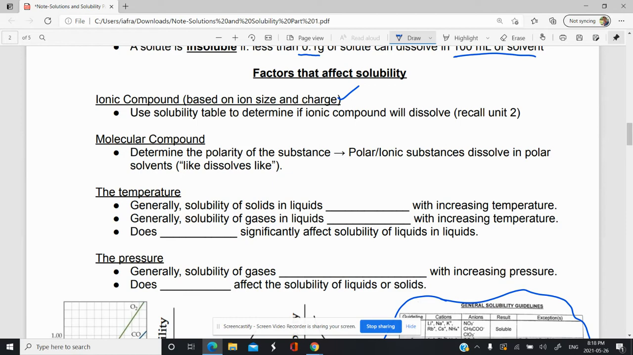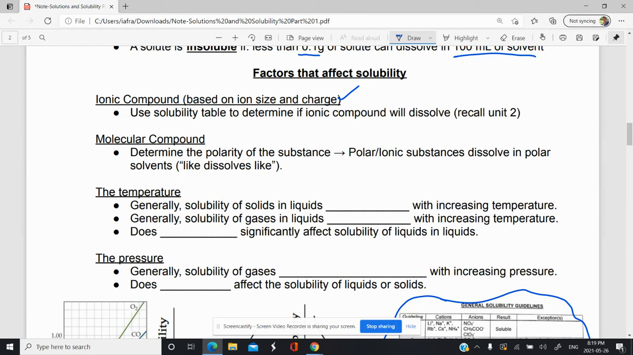How much can dissolve? Generally, the more polar the substance, the more it can dissolve in a polar solvent like water. And the less polar the substance, the less it can dissolve in a polar substance like water. So solubility of molecular compounds is typically affected by their polarity, especially when you're looking at the type of solvent you're dissolving it in as well. It's also affected by size, but for the most part, we look at polarity.